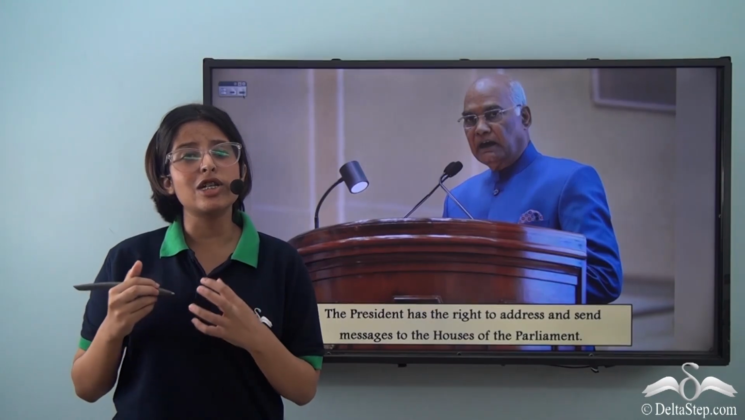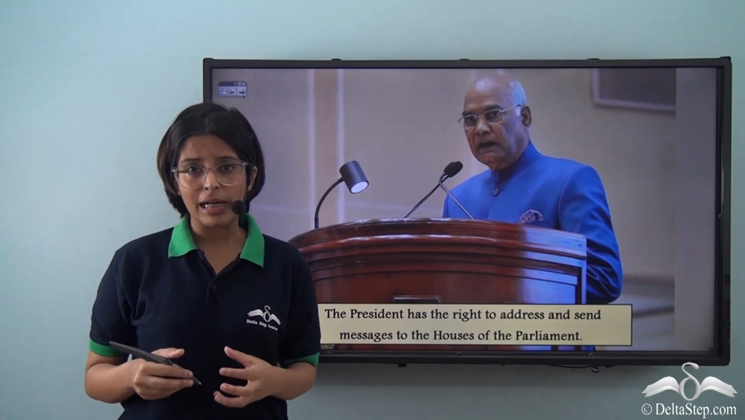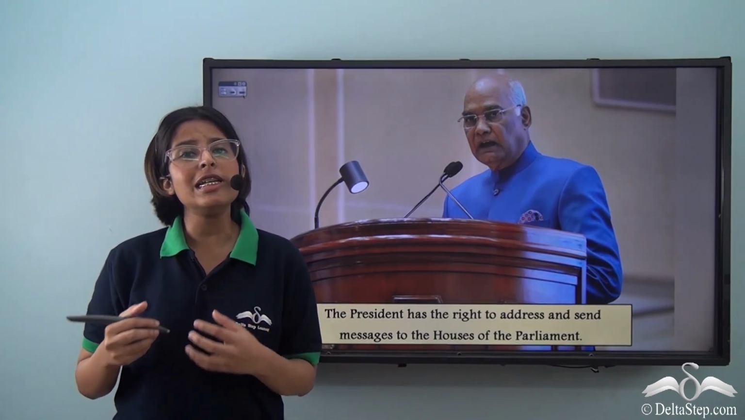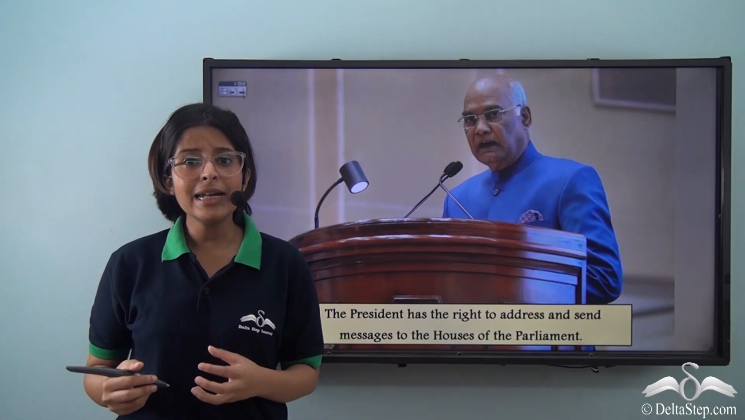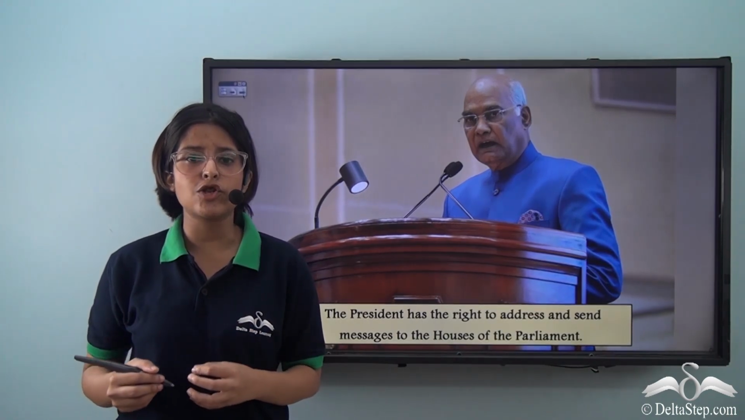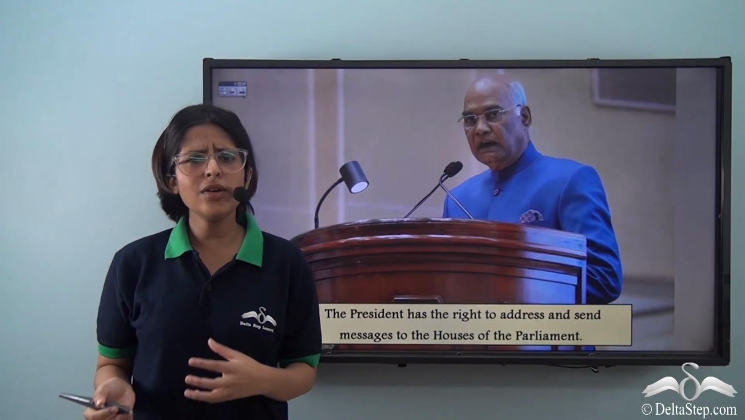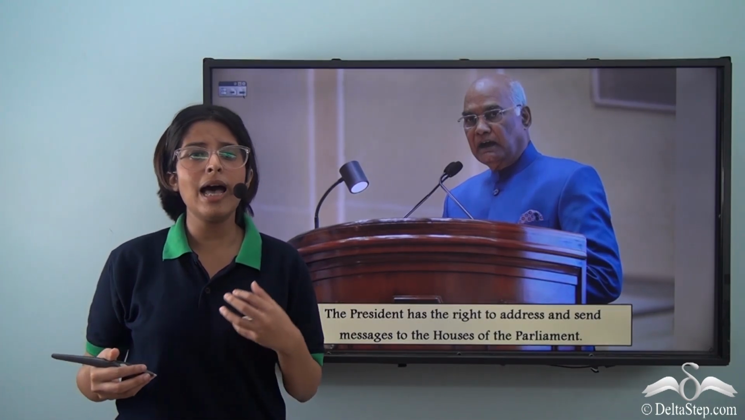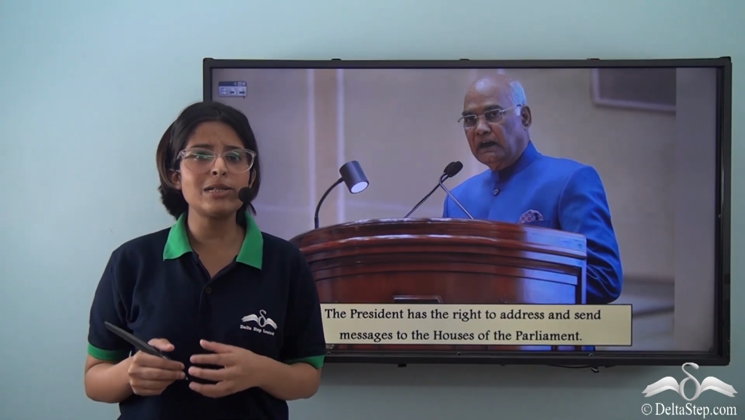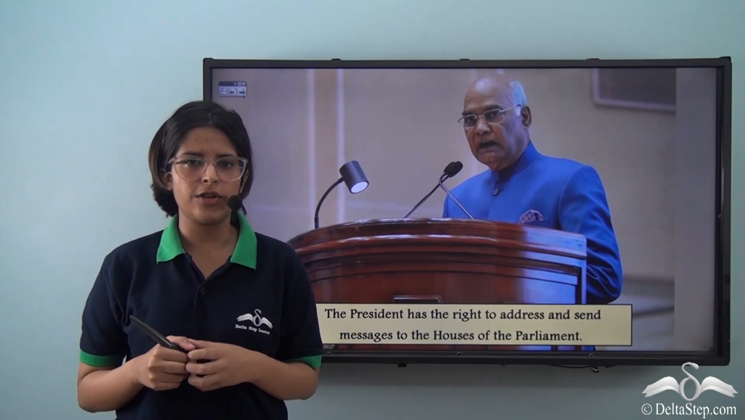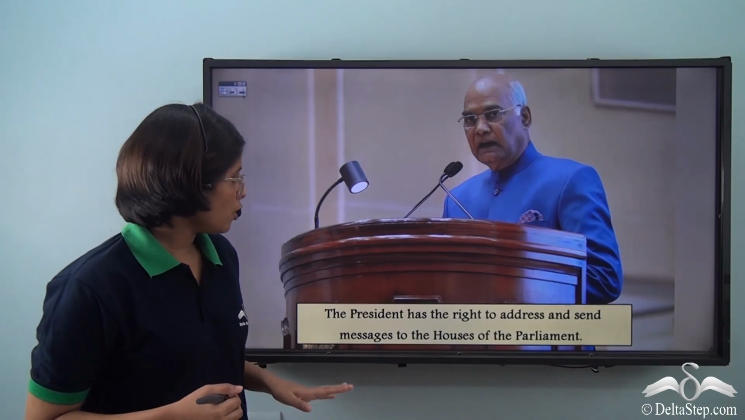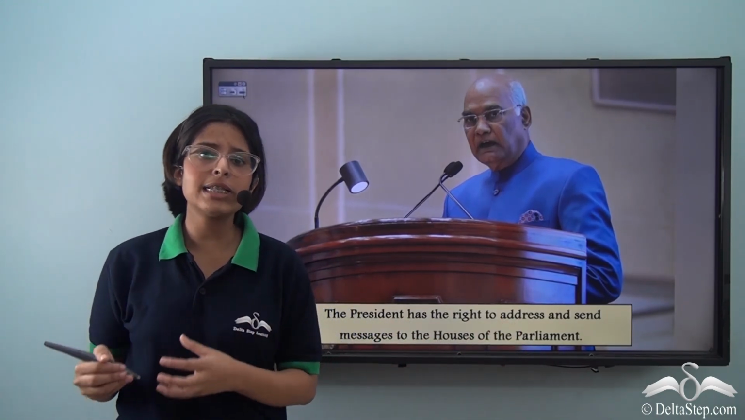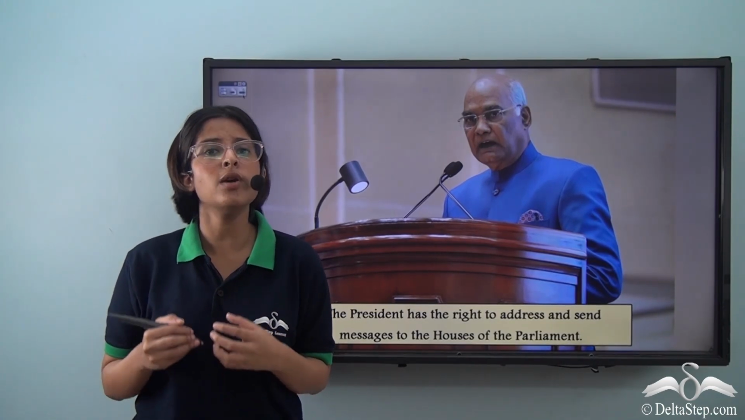The President addresses both houses of the Parliament assembled together at the first session after each general election and at the commencement of the first session each year. Other than this, the President can also call for meetings of the Lok Sabha and Rajya Sabha or joint meetings of both the houses together. The President can also send messages to the houses of the Parliament or address the houses of the Parliament whenever he wants to.